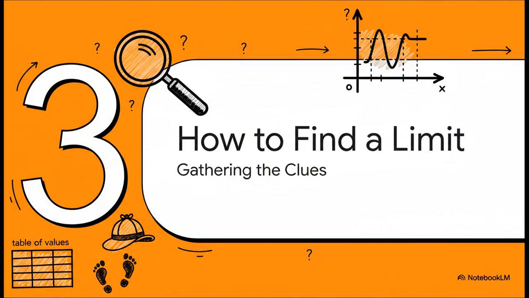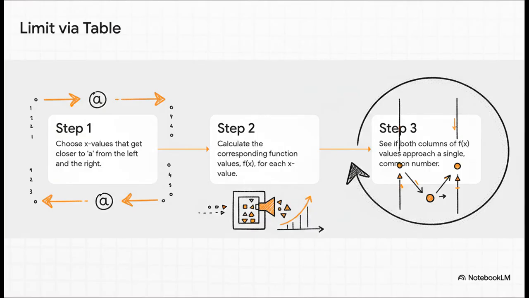Okay, so that's the what. But how do you actually find a limit? Well, we're going to start with 2 really intuitive methods that are kind of like detective work. We're going to gather clues from a table of values and then inspect the scene of the crime, the graph itself. The table method is all about sneaking up on your target.